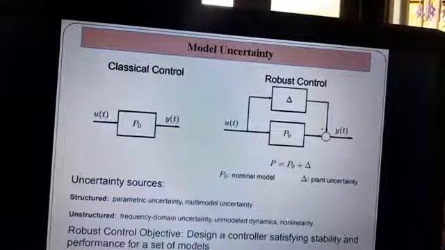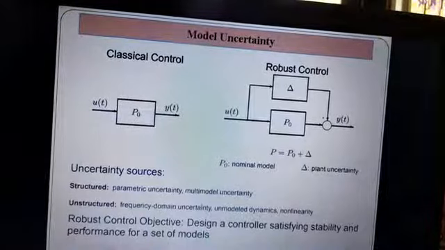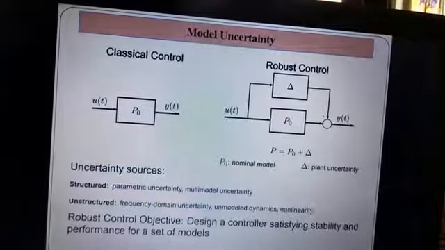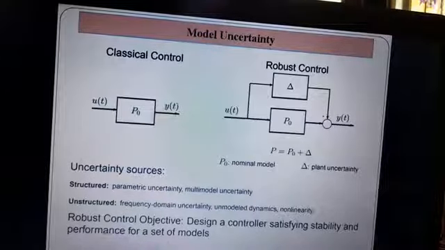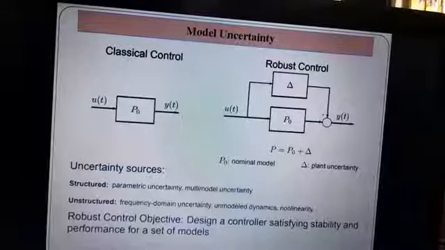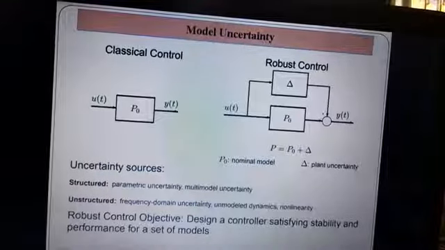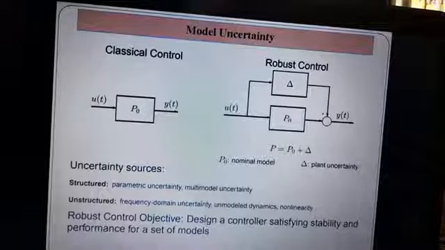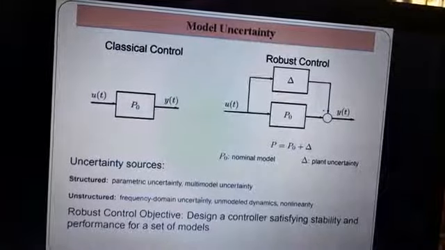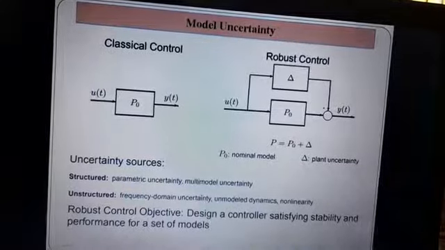In case of classical control, we denote the system like this, where u(t) is the input, y(t) is the output, and P0 stands for the nominal model. Nominal model means you are not considering any kind of uncertainty, dynamic uncertainty or irregularness, anything. You are just considering the simple model. So that is our nominal model, which we consider in case of a classical control system.